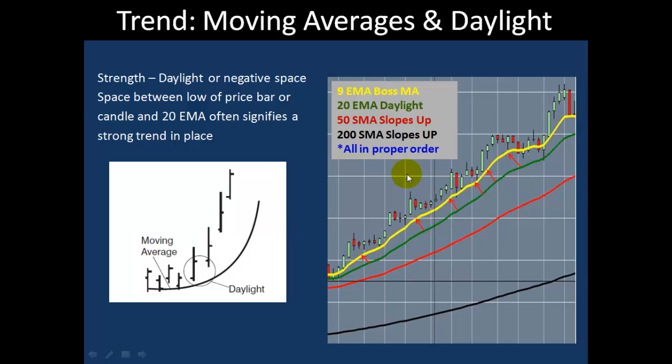Now here on the chart, we've got a 9, 20, 50, and 200-day moving average. They're all in proper order. The 50's above the 200, the 20's above the 50, the 9's above the 20. And look, they're all sloping up. And not only that, we've got a significant amount of space between the 20-day moving average and price. We've got all this daylight or negative space. And if you look, we've even got some negative space between the 9-day moving average, which is incredible strength.